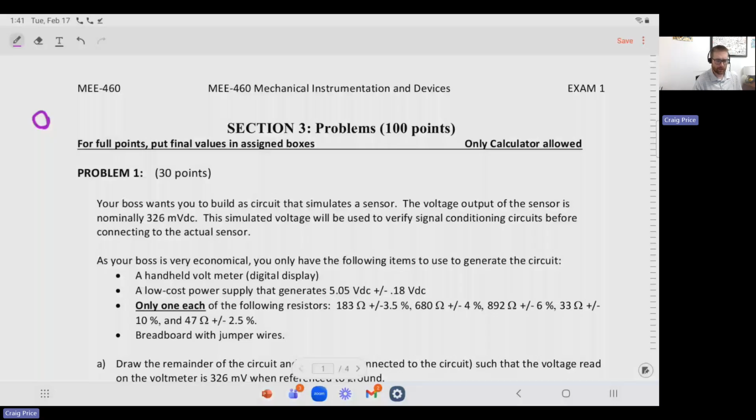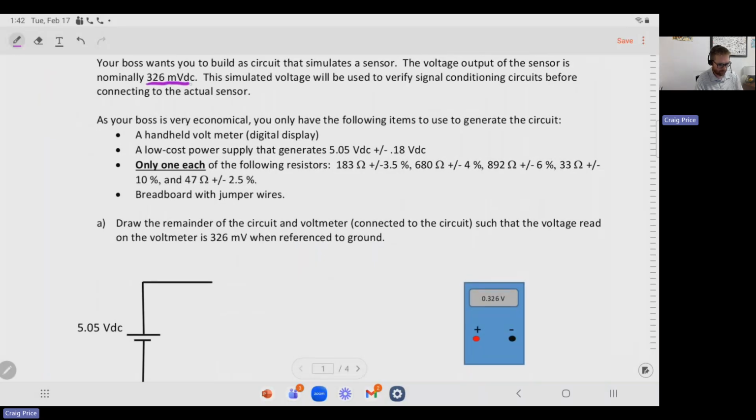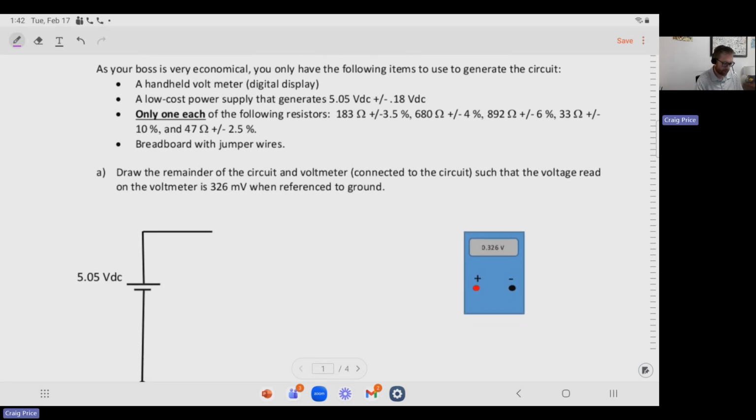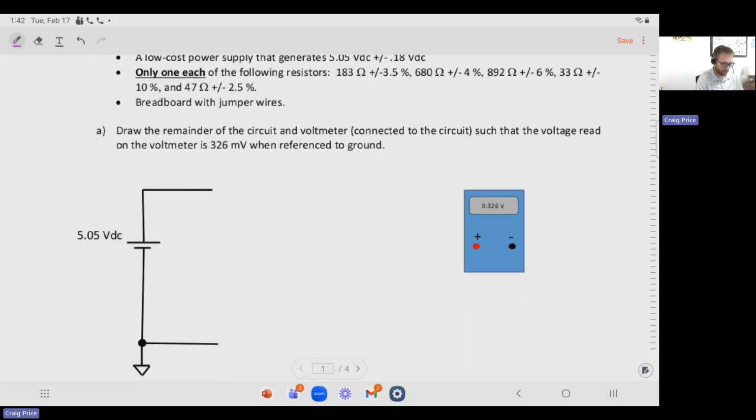So right here, I'm showing section 3. This was the problems. So you might remember we want a circuit that outputs this, given 5.05 volts. The problem is we only have a few resistors that we can choose from. So we've got our power source, only one of each of the following resistors, and we want to create that. And then there's a second part, which is a little bit more complicated.